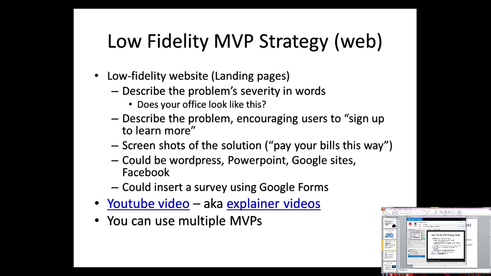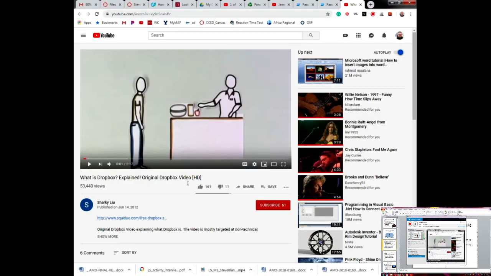You could create a landing page. There's software specifically for that, landing page websites. You could do it in WordPress, you could do it in PowerPoint, there's Google Sites. You could even create a Facebook page where you're trying to collect interest. And then you could insert a survey form using Google Forms to find more information. You can make explainer videos. I won't watch it in this video, but I encourage you to Google the original What is Dropbox Explained video. Watch it outside of this video to see what Dropbox's original MVP was.